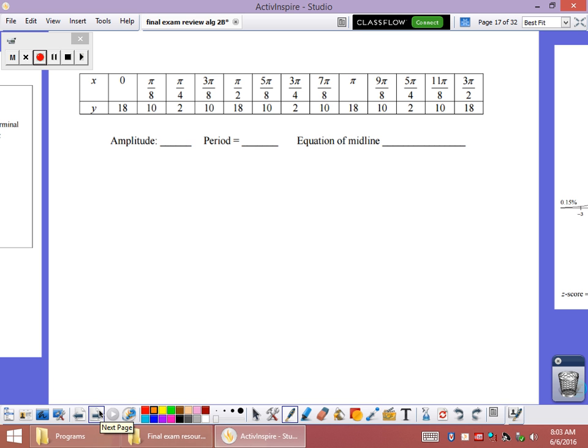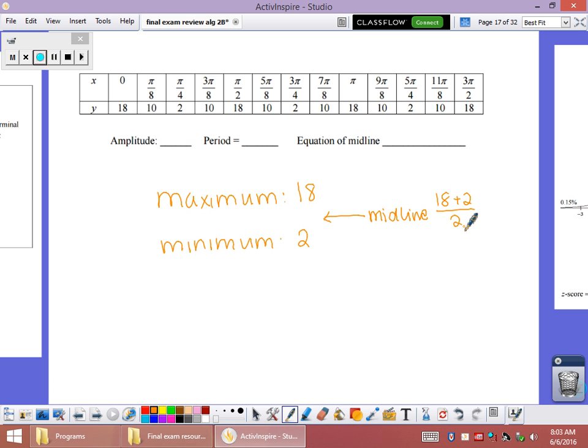Moving on to a similar problem, we see the function starting at 18, going down, coming back up to 18, going down, coming back up to 18. So I'm going to again start by identifying what is the maximum, what is the minimum. These are questions that I think are really good to ask and answer. My maximum value is 18. My minimum value that I see is 2. So to find the midline, I'm going to average these two values, 18 plus 2 divided by 2, just the average, what's right in between them, and that comes out to be 10.